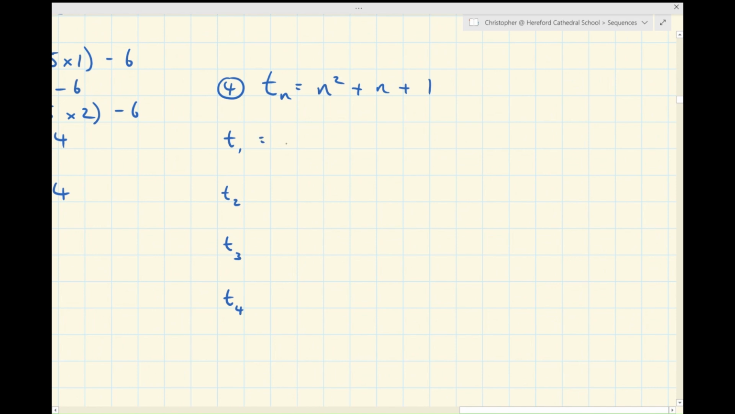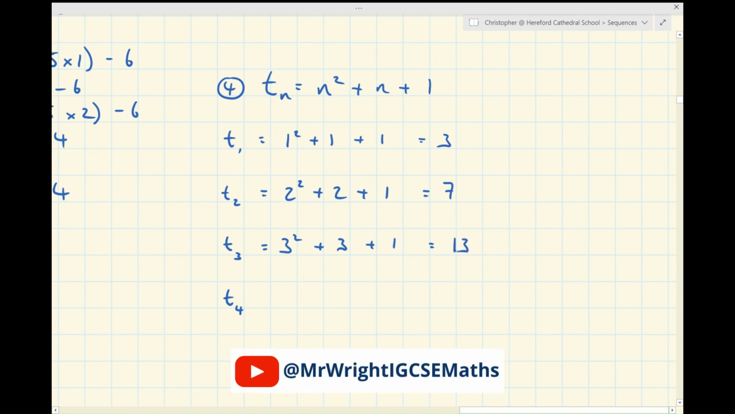Right. The first term would be 1 squared plus 1 plus 1, which would be 3. The second term would be 2 squared plus 2 plus 1, substituting 2 in instead of n, which would be 7. The third term would be 3 squared plus 3 plus 1, which is 9 plus 3 is 12, plus 1 is 13.